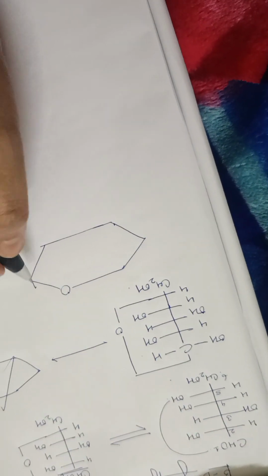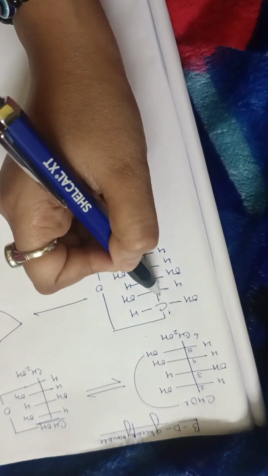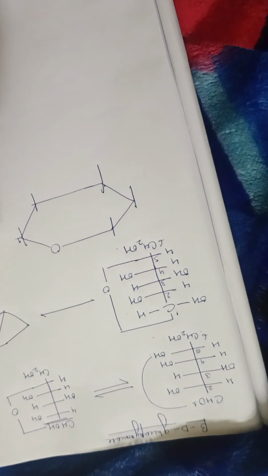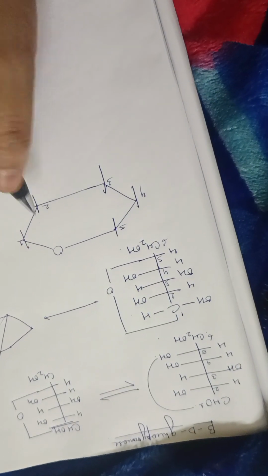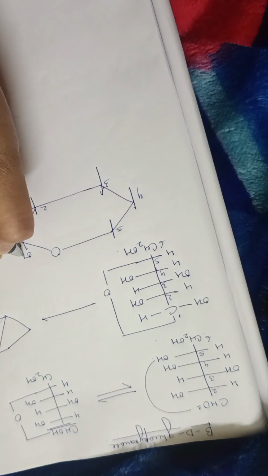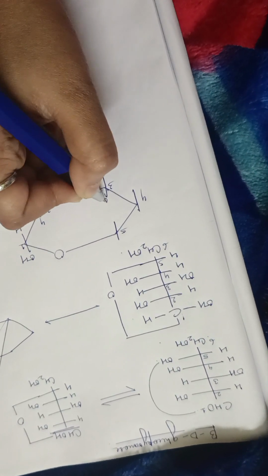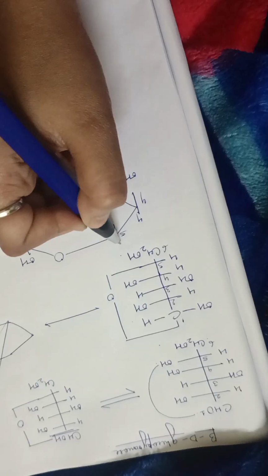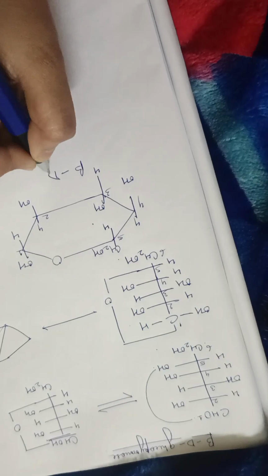Now draw the bonds. This is carbon 1, this is 2, this is 3, this is 4, this is 5. Beta: all the left groups go on the top. So OH, H, H, OH, OH, H, H, OH, bulky on the top, CH2OH, and light on the bottom. So this is your beta-D-glucopyranose.